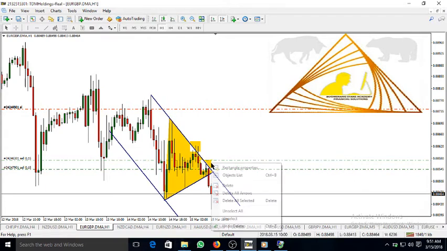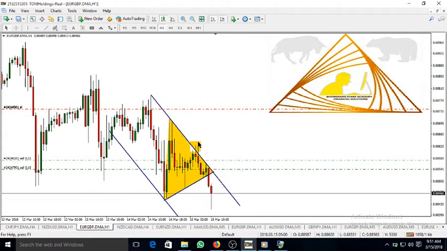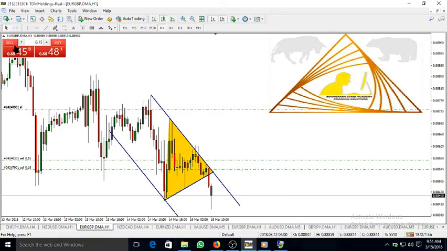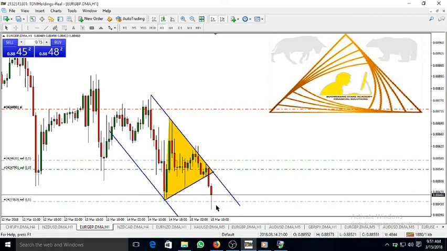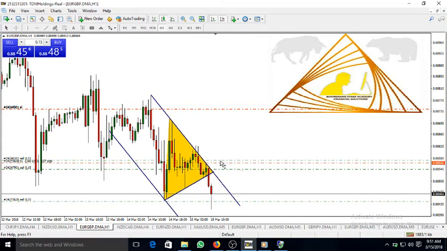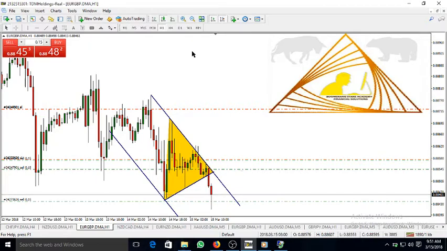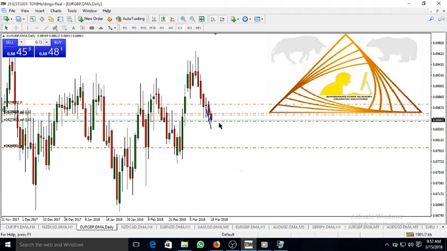I'm expected to sell this one. So what I'll do is this. Let me sell this one more time. Put my stop loss somewhere here, but my take profit will be the same as this one right here.